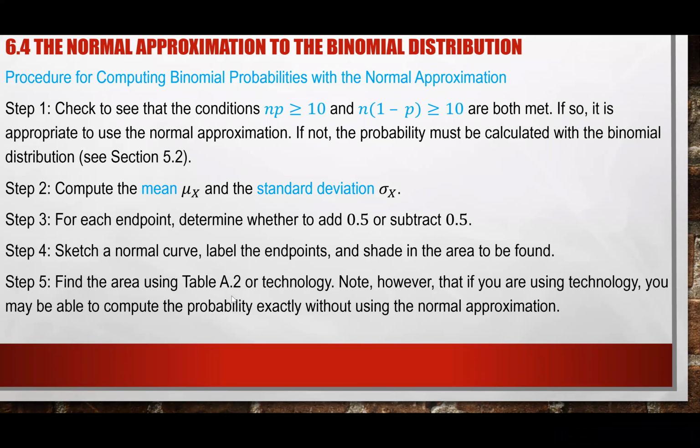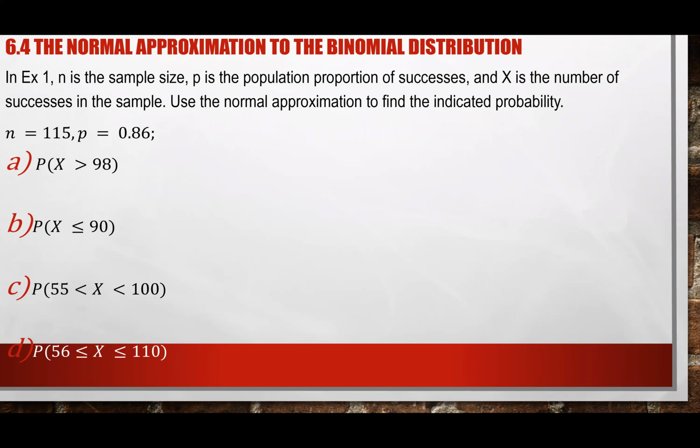And once you have that, you basically use either table A1, A2, or the technology, which is your calculator. As you will see in chapter 6, the calculator feature is the same throughout. The only thing changing is the information. Okay, so let's take a look at this example 1. In example 1, this is what they give you. The n is your sample size. The p is the probability of success, or in this case, the proportion, which is 0.86. And the x is the number of trials we want to be successes, right?